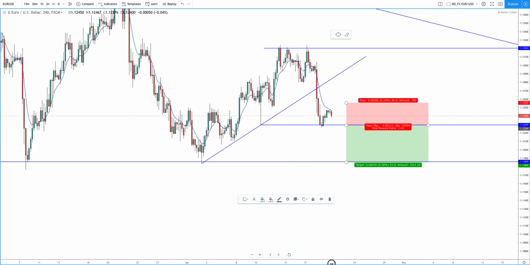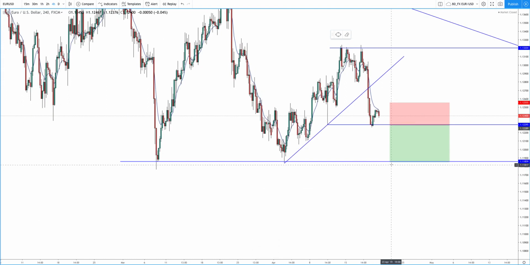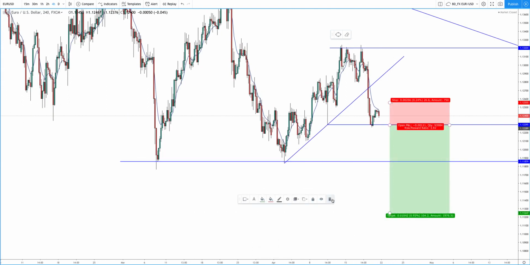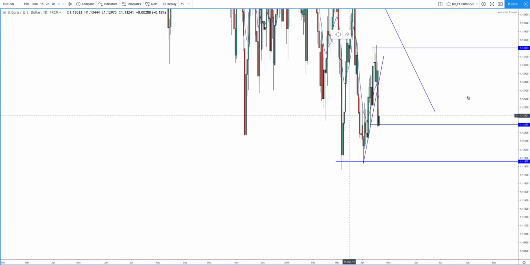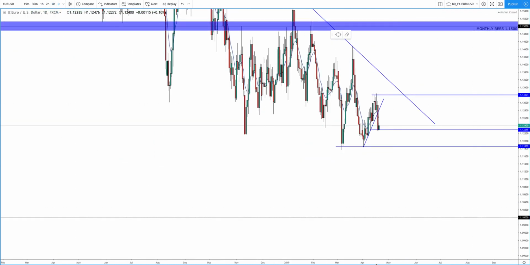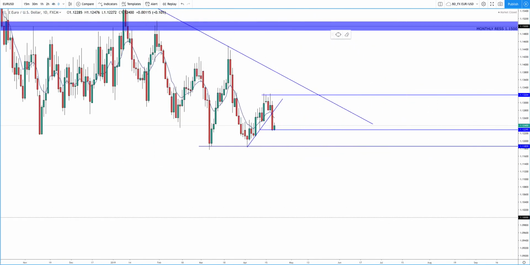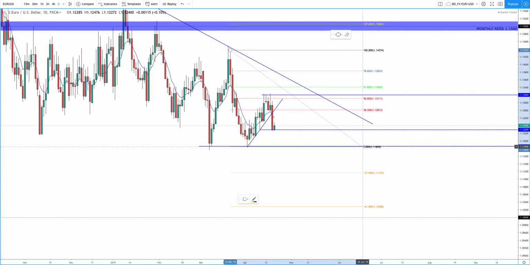Now I would look at taking some profit at these levels, but then if we can break this level, then this pair can go a lot lower. Overall, that Fibonacci that I showed you, just bring it back up again. You can see that we've rejected the 50% Fibonacci 1, 2, 3, 4 times. We've had that bearish engulfing.